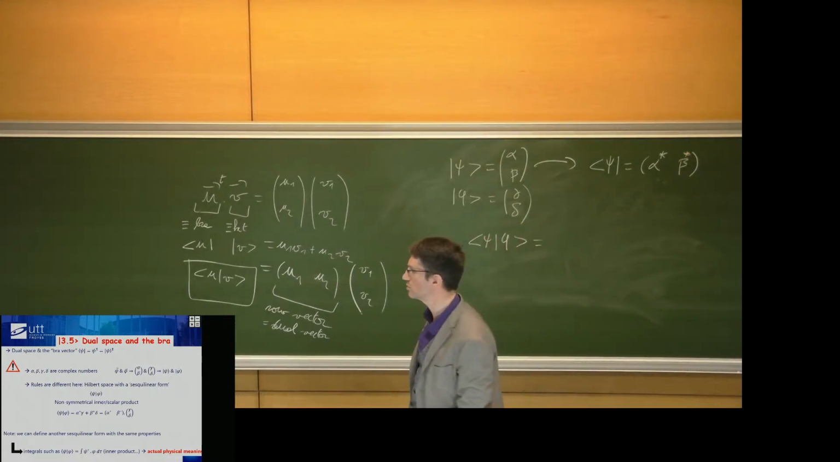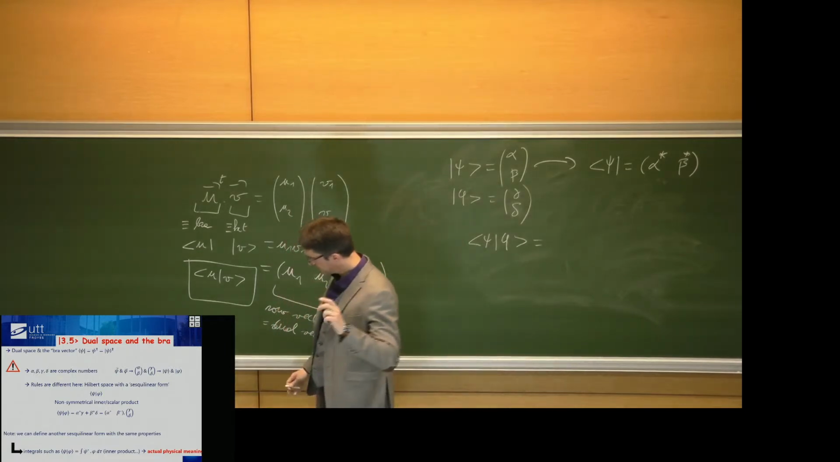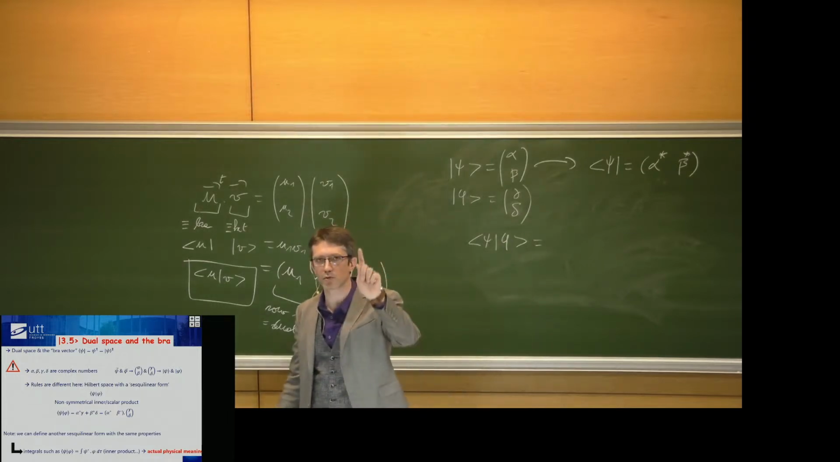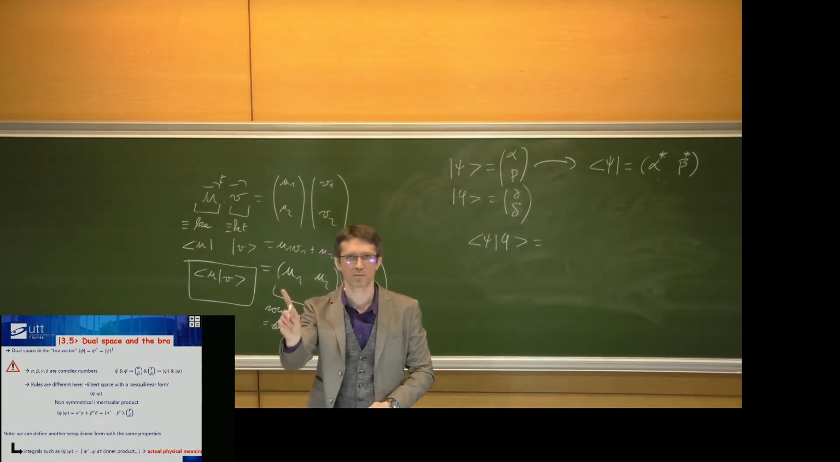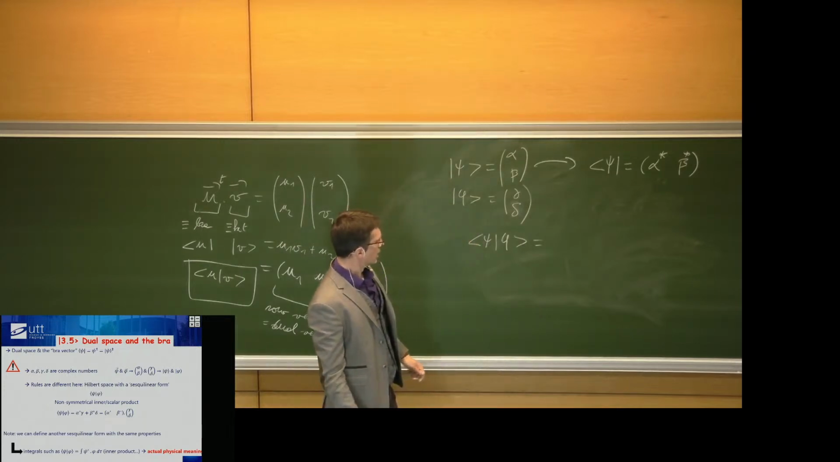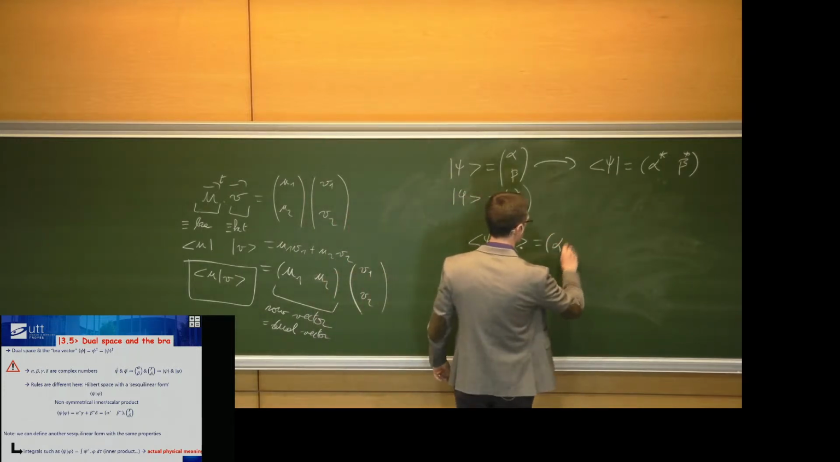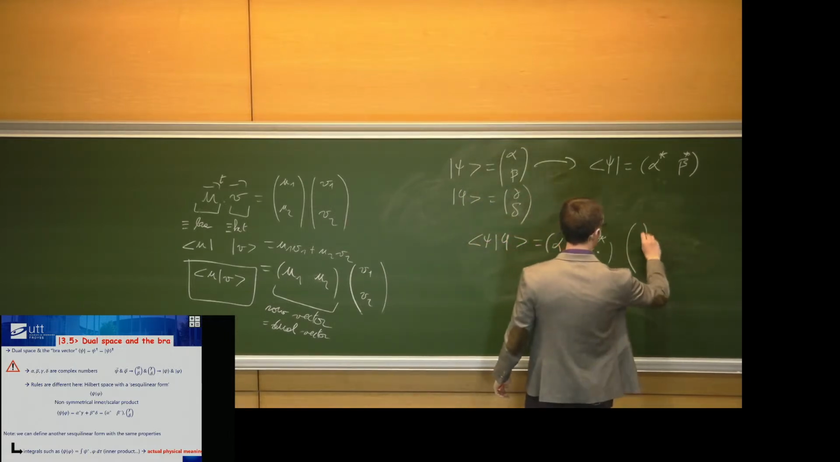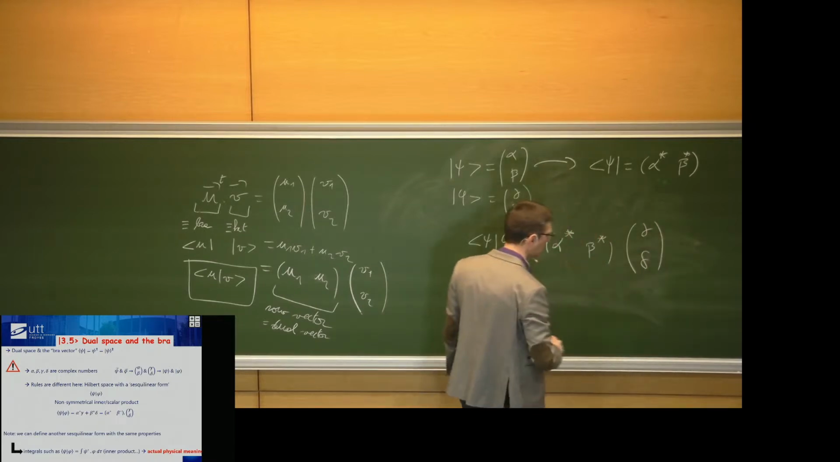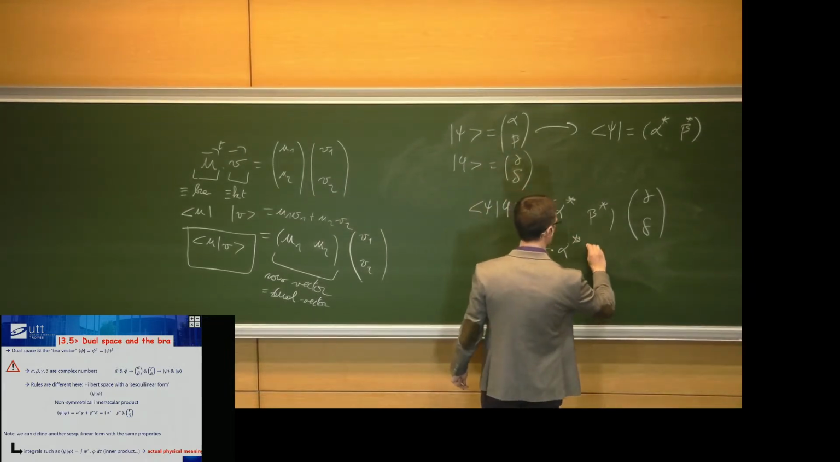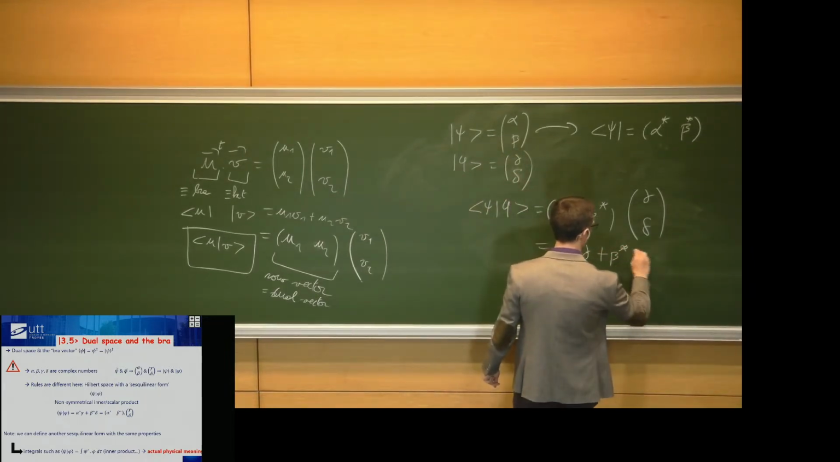Remember, we talked about this with matrices when we talked about Hermitian matrices. There are two operations which we call the dagger operation. The dagger operation is transpose and then complex conjugate. That's what we need to do here as well. And then this is it: alpha star, beta star times gamma, delta. And that will be alpha star gamma plus beta star delta.